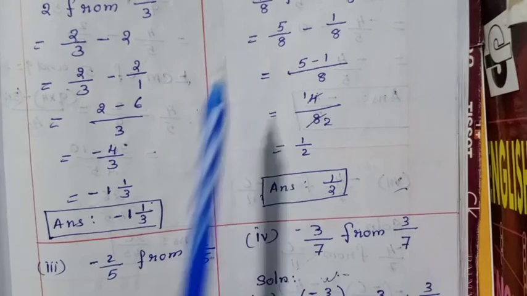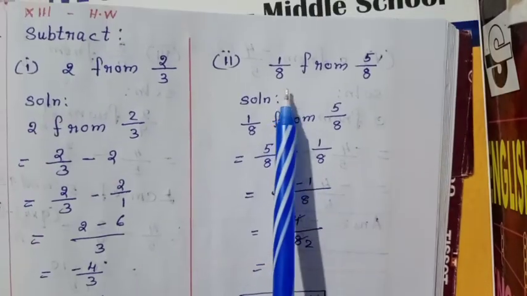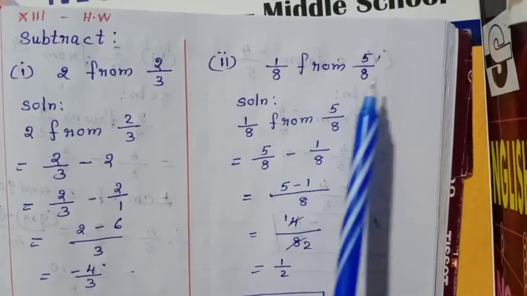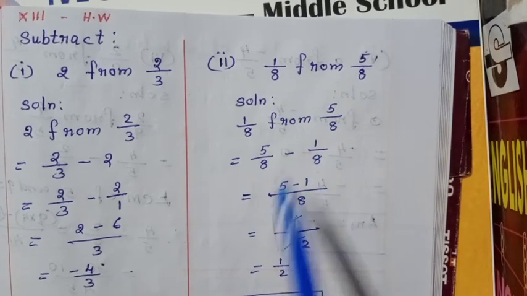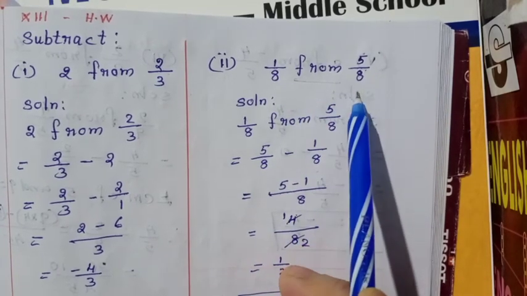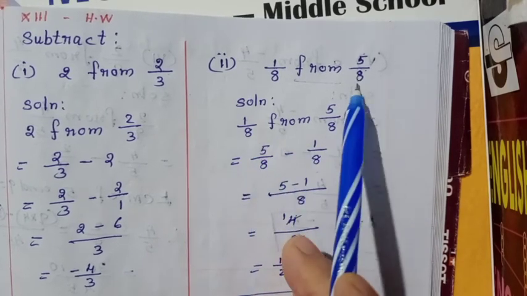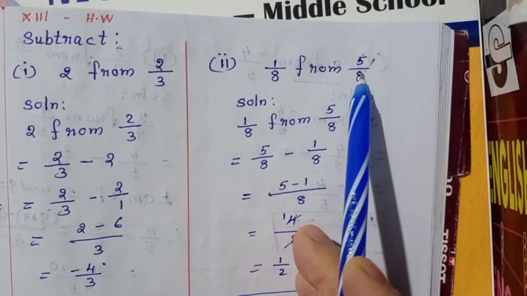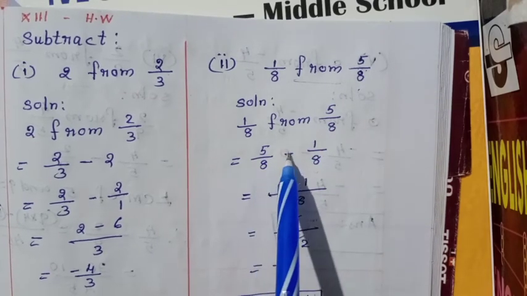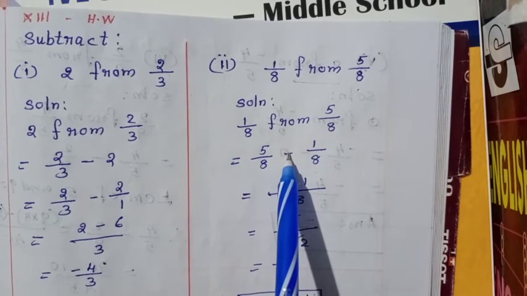Next, second question. 1 by 8 from 5 by 8. From is here, so this number will be written first. From means from. After the word from, whatever number comes, you write it first. 5 by 8 minus, subtraction, that is a minus sign.